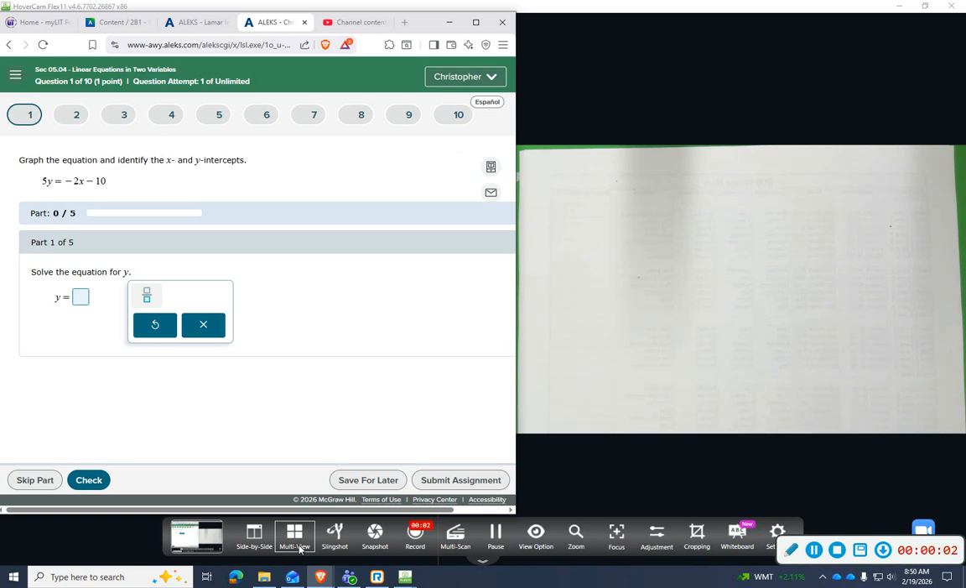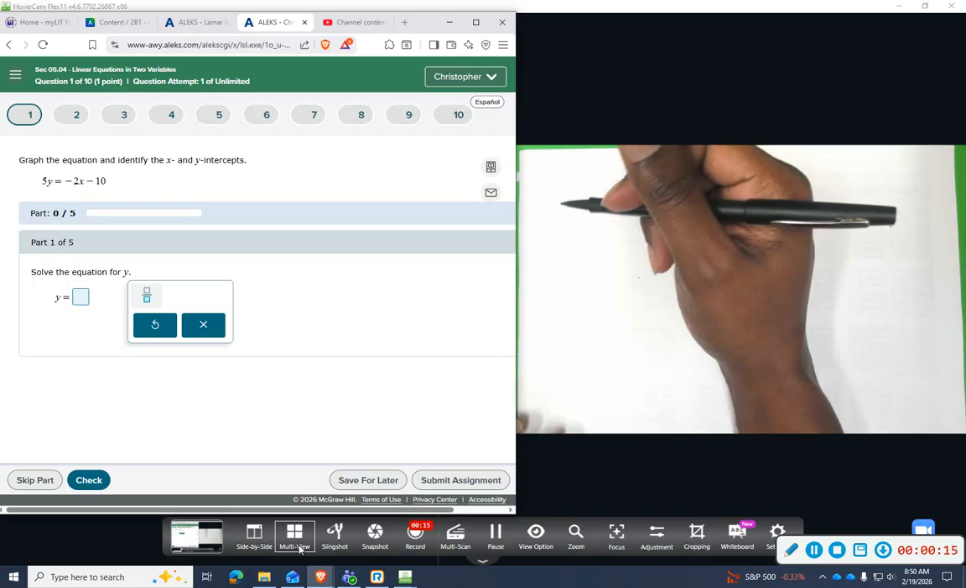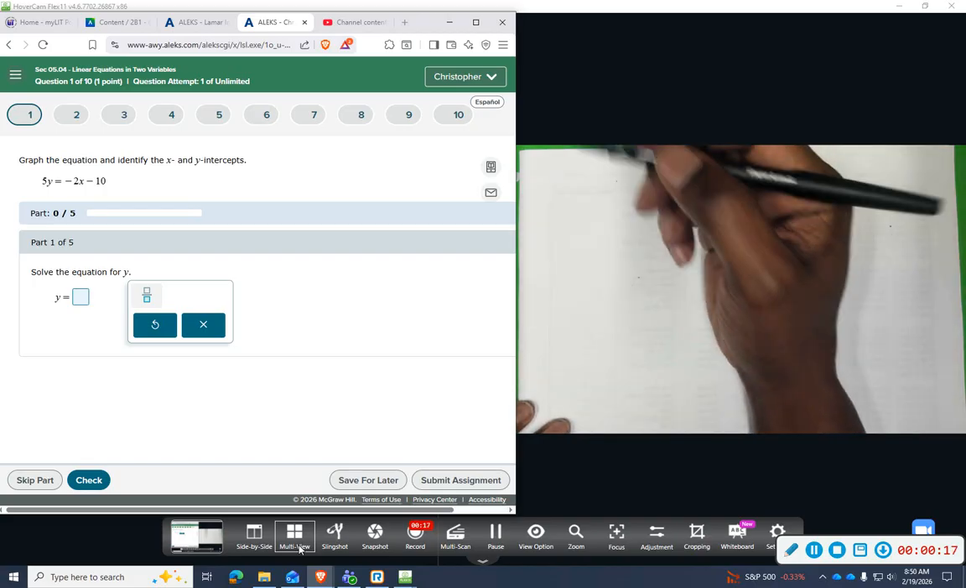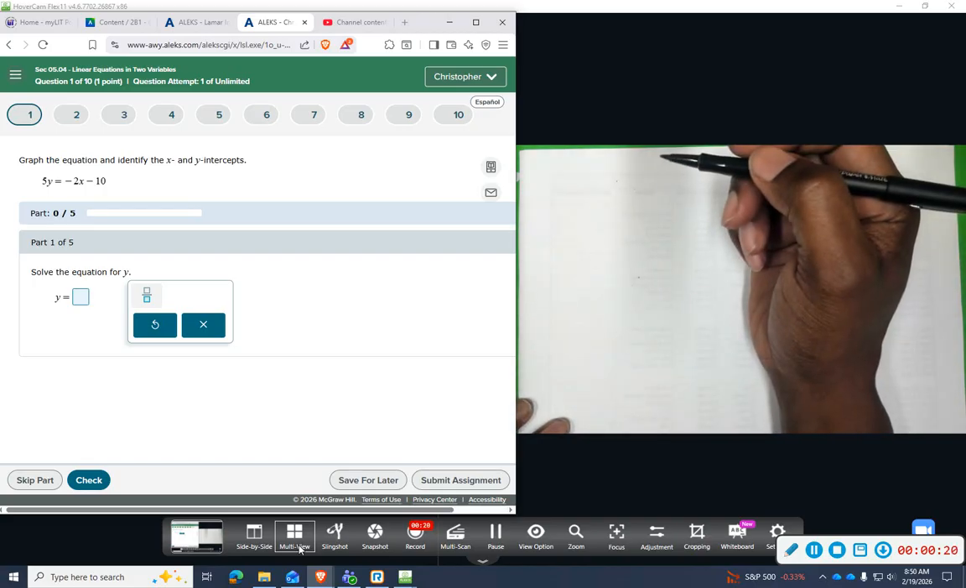All right, number 1 in section 5.4, this is linear equations in two variables. We have 5 parts. We're going to graph the equation and identify the x and y intercepts. So one of the easiest ways to graph it is when you put it into slope-intercept form.